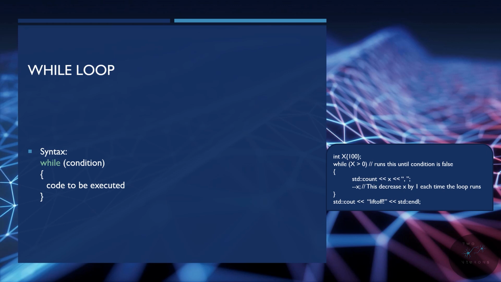And when we get down to a value of 1, it prints 1, it decreases this to 0, it checks, is 0 greater than 0? It is not. So we break out of the loop, and we go down to the line after the loop, and we print the word "liftoff". So this is how you can do a countdown using a while loop.